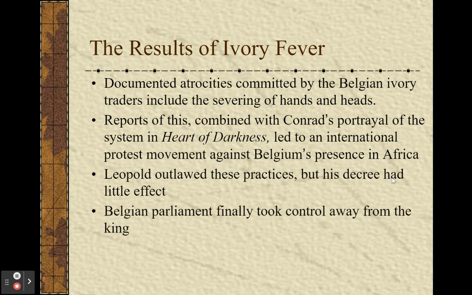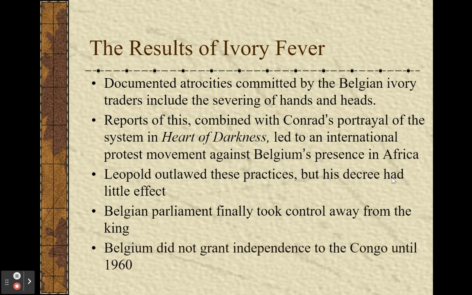All right, the results of ivory fever. Documented atrocities committed by the Belgian ivory traders include the severing of hands and heads. Reports of this, combined with Conrad's betrayal of the system in Heart of Darkness, led to an international protest movement against Belgium's presence in Africa. Leopold outlawed these practices, but his decree had little effect. He basically said, hey, don't do that, but it was really, hey, don't let people catch you doing this. Belgian parliament finally took control away from the king. Belgium did not grant independence to the Congo until 1960 because they still wanted that control.